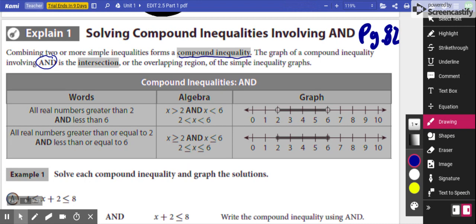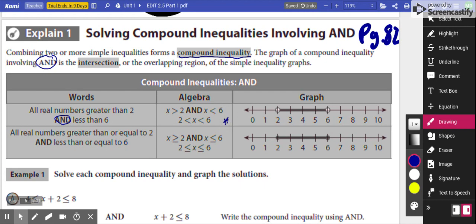In words, we have all real numbers greater than 2 and less than 6. Okay. Our keyword here is and. So we want all numbers bigger than 2 and smaller than 6. That's our equation exactly how we have it here.